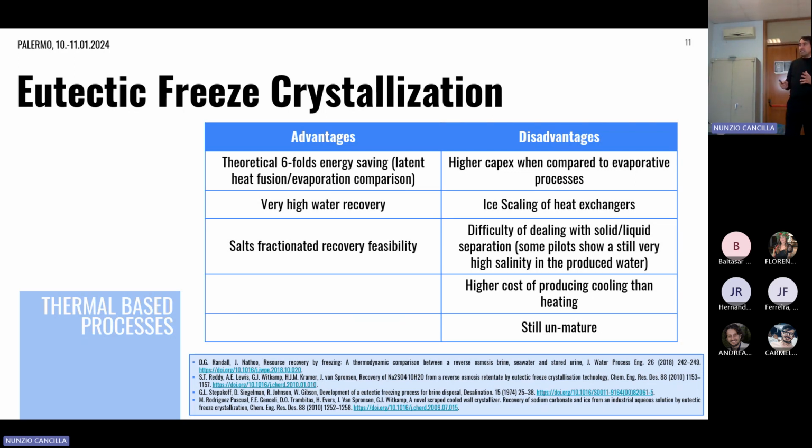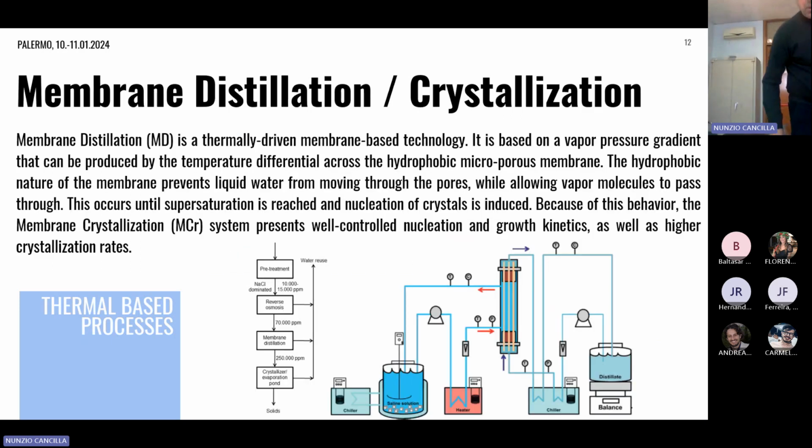But of course, the feasibility of the recovery is not really very practical. There is difficulty in dealing with solid-liquid separation, and of course a higher cost of producing cooling rather than heating. We all know that refrigeration is costly compared to heating.